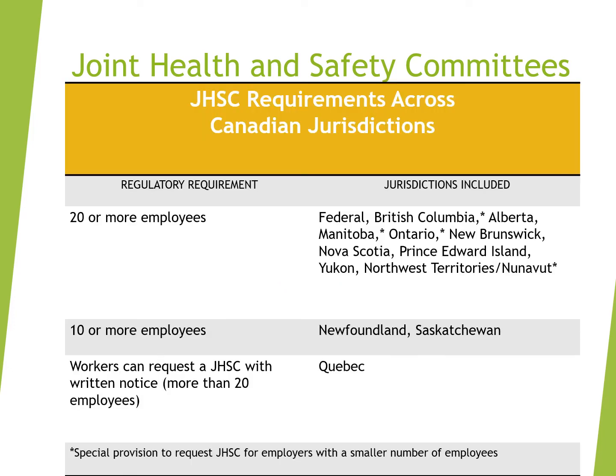So here are the numbers across Canadian jurisdictions. If you have 20 or more employees, you need to have a joint health and safety committee. If you have 10 or more in Newfoundland or Saskatchewan, again, you have to form a committee. But in Ontario, it's 20 or more, and other provinces as well. In Quebec, workers can request a joint health and safety committee with written notice, with more than 20 employees.